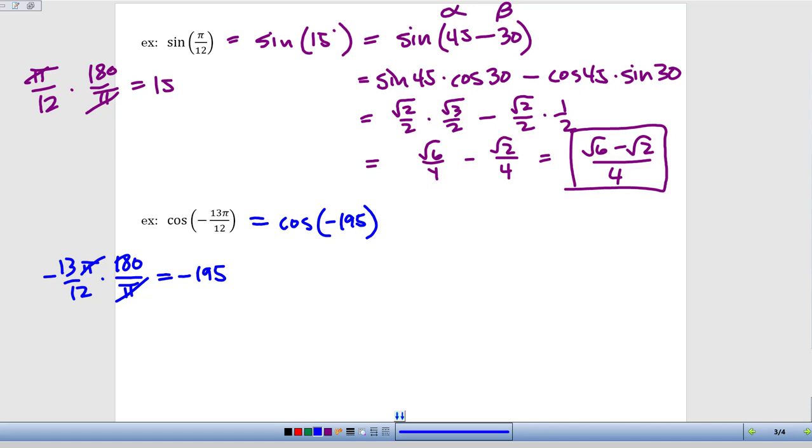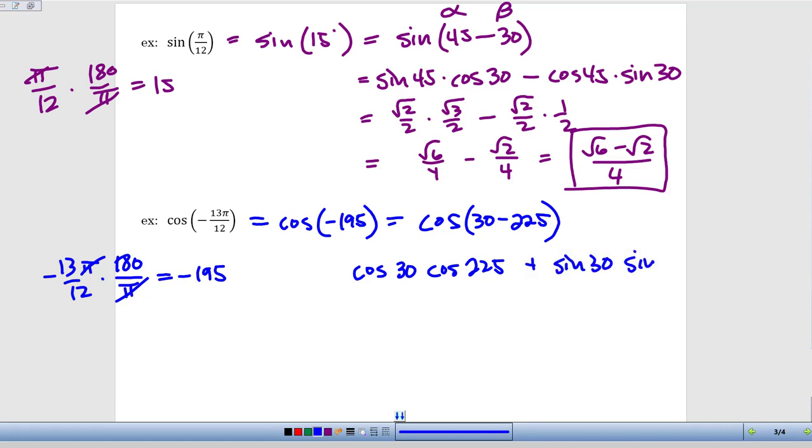Again, just like with that 15 degrees, there are lots of options that we can use. So in this case, one such option would be 30 minus 225. And so if I go with that, I can see that that equals negative 195. And so now I just need to make sure that I use the correct formula from up above. So that's going to be cosine 30, cosine 225, plus sine of 30, sine of 225.